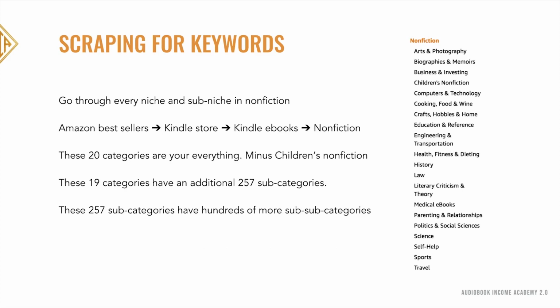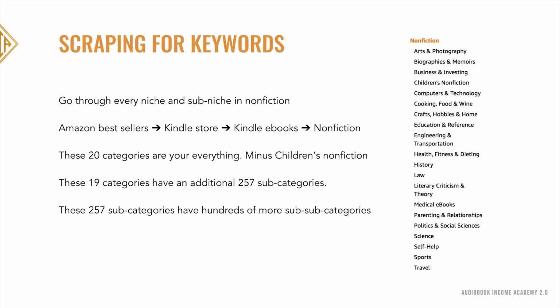So what you're going to do to scrape for keywords is go through every niche and sub-niche in nonfiction. By the way, niche and sub-niche can be substituted for category or subcategory. I just want to say that so that you're not confused. Yeah, category is just what Amazon calls them. So there it will say categories. It's interchangeable. Yeah. So we're going to show you exactly how to do it afterwards.